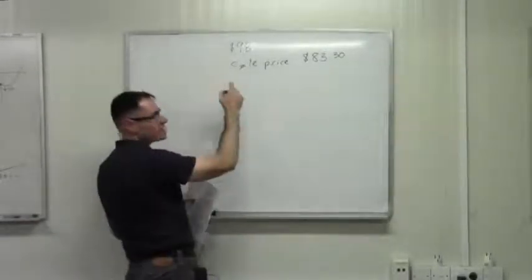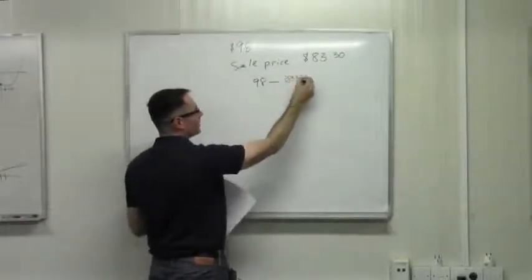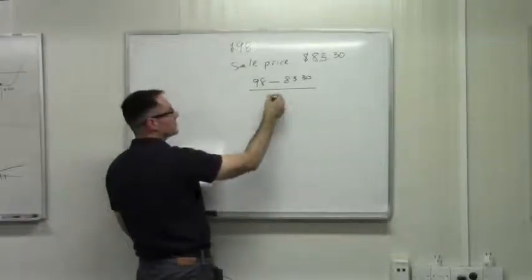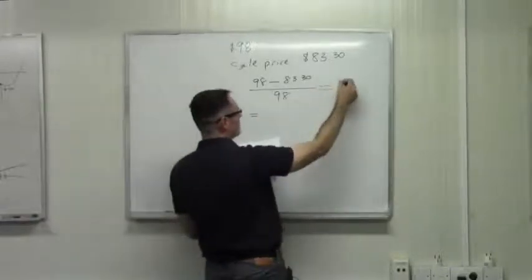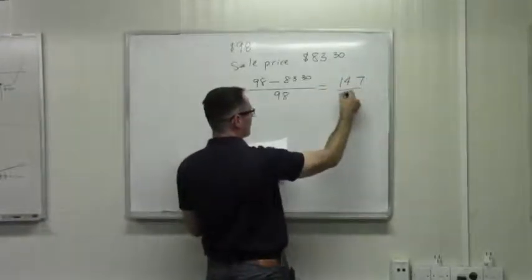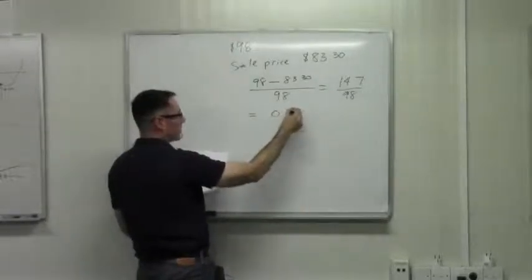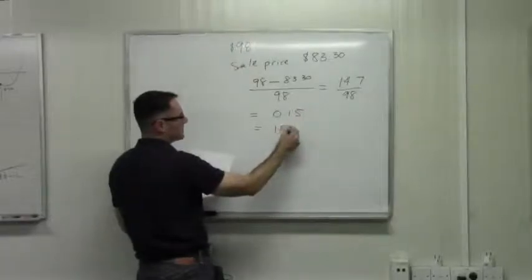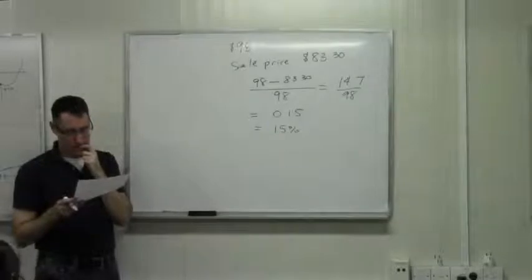Okay, percent decrease? 98 minus 83.30 divided by the original price, which was 98. If you do that out, this is 14.7 divided by 98. 14.7 divided by 98 is 0.15, which is 15% off.